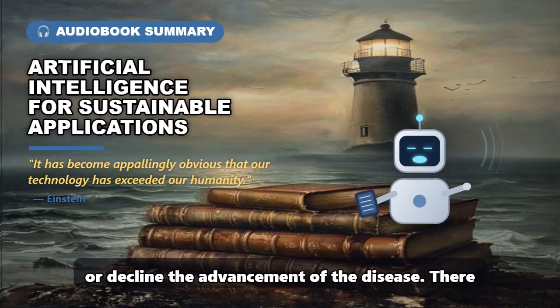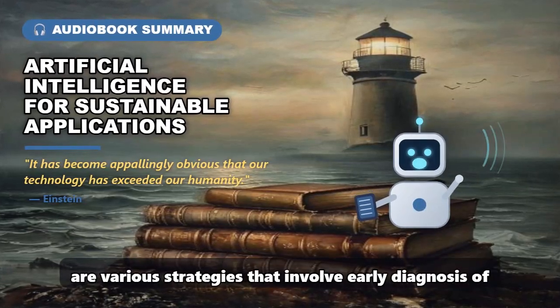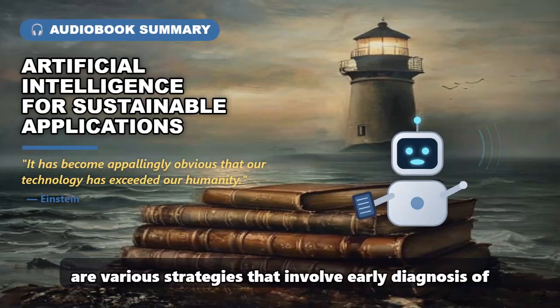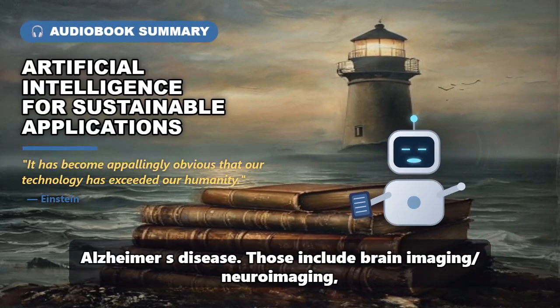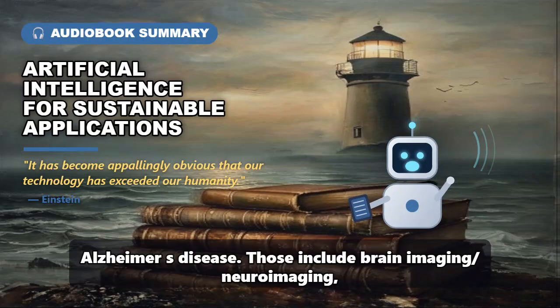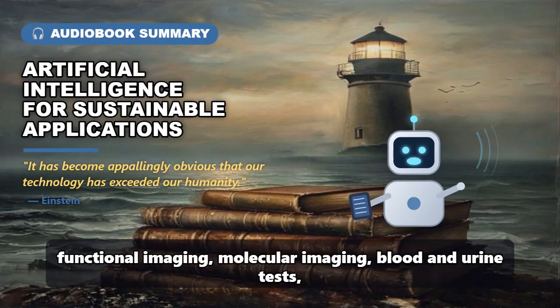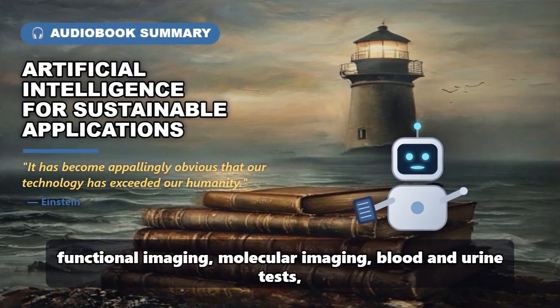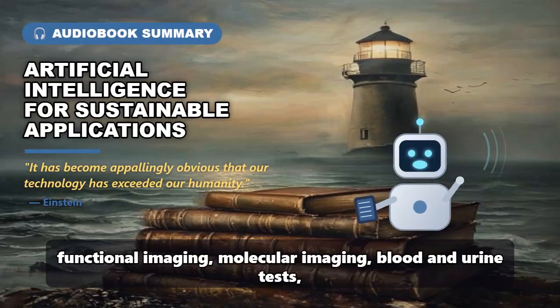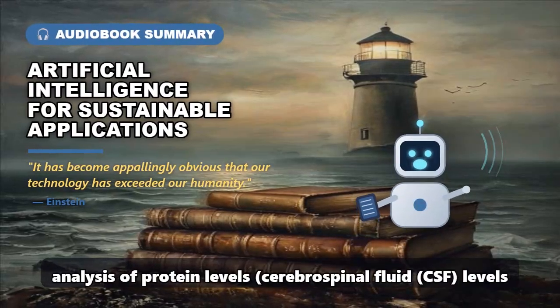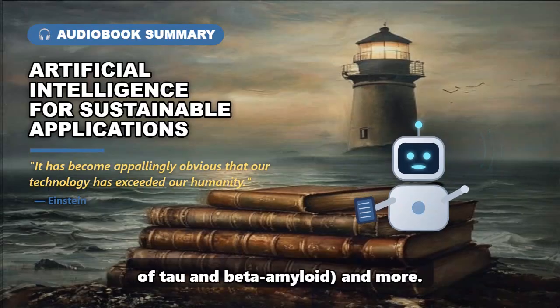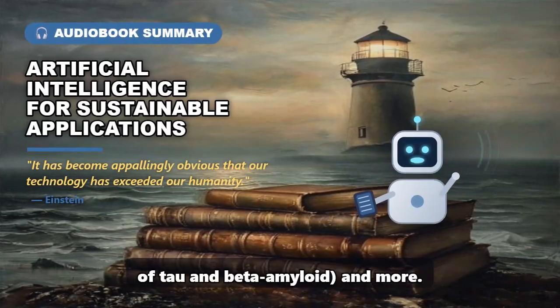There are various strategies that involve early diagnosis of Alzheimer's disease. Those include brain imaging, neuroimaging, functional imaging, molecular imaging, blood and urine tests, analysis of protein levels, cerebrospinal fluid, CSF, levels of tau and beta amyloid, and more.